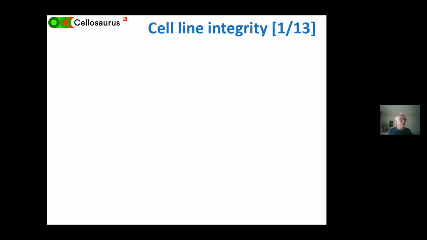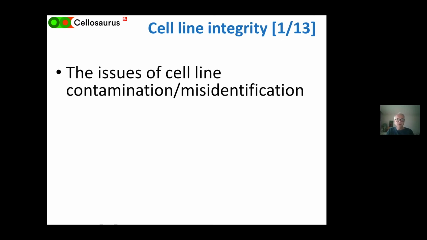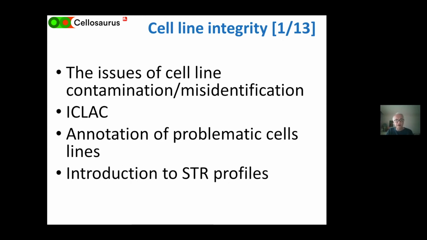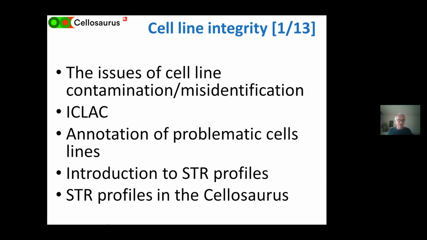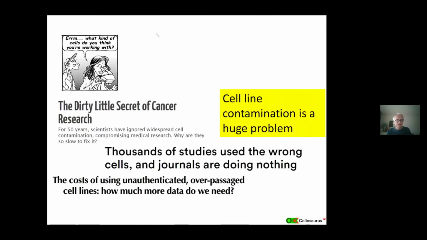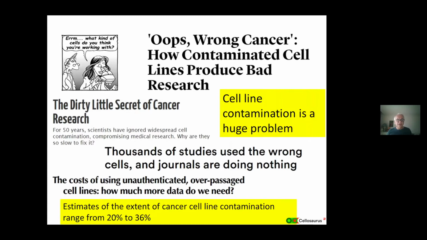Okay, now we go to something very, very important, cell line integrity. We'll see the issue of cell line contamination and misclassification. We'll speak of ICLAC, annotation of problematic cell lines, what STR profiles are, and what we do with those STR profiles in Cellosaurus. Now, you may have heard of cell line contamination because people have spoken about it quite a lot in recent years. Those are just titles of articles. And the estimate is that, for example, for cancer cell lines, contamination could range from 20 to 36% of all cancer cell lines which are used.